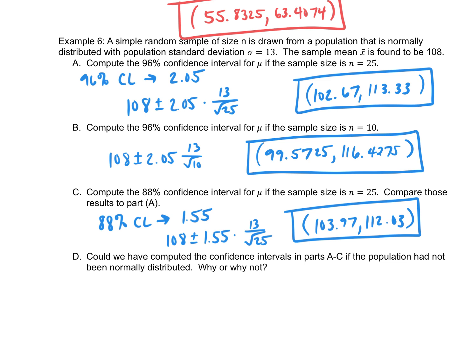So it told us in the problem that it was normally distributed, therefore we didn't have to worry about the conditions. However, if it had not been normally distributed, if it did not tell us that, would it work? Why not? It's not greater than 30. So remember, it either has to be normally distributed or your sample size must be greater than 30. Therefore, no, because the sample size is too small.